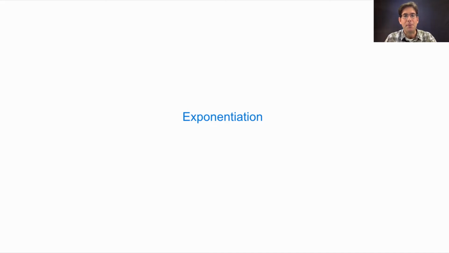Let's look at an example of a function we can define in two different ways, one of which is much more efficient than the other. Exponentiation is built into Python. I can raise one number to the power of another. But let's write an exponentiation function recursively.